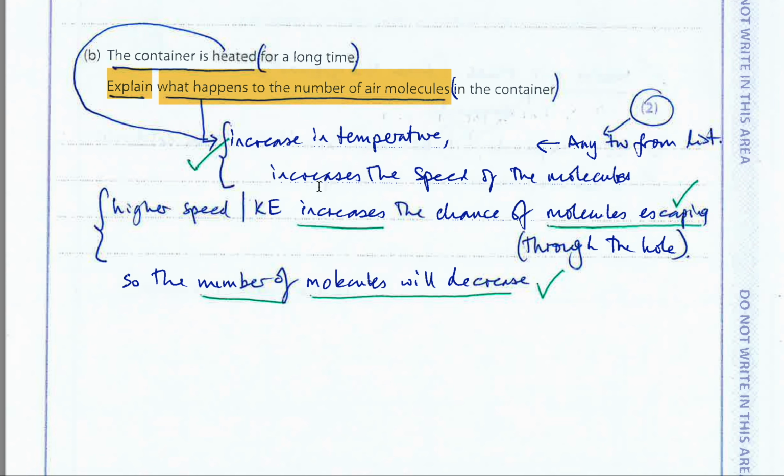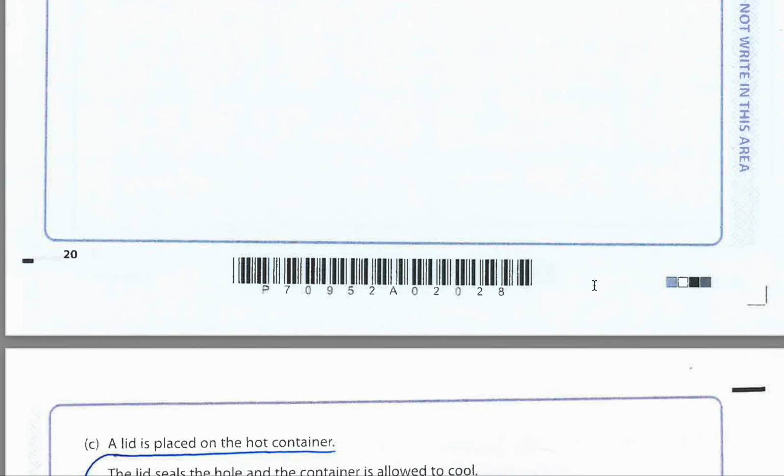So increase in temperature increases the speed of the molecules. Higher speed or higher kinetic energy increases the chance of molecules escaping through the top, the hole. So basically once you realize that increased energy increases the chances of molecules escaping, then you have to put, therefore the number of molecules will decrease, okay? So this critical thinking, you're basically working out problem solving.